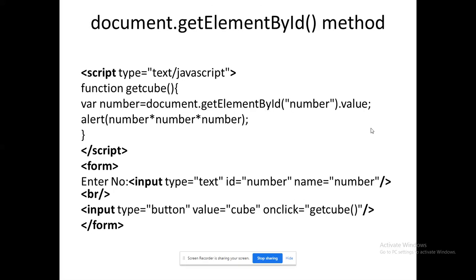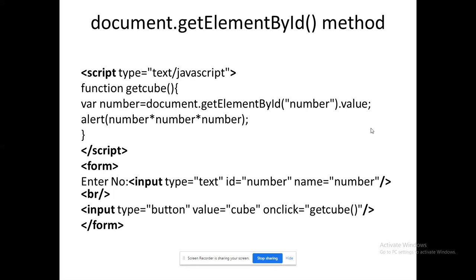Next, get element by ID. Right? So in this program that we are creating, the cube, you have to see how I am retrieving. In the previous one, I have used the form. Here I have not used the form. Instead of that, document dot get element by ID, and by ID, I have given number.